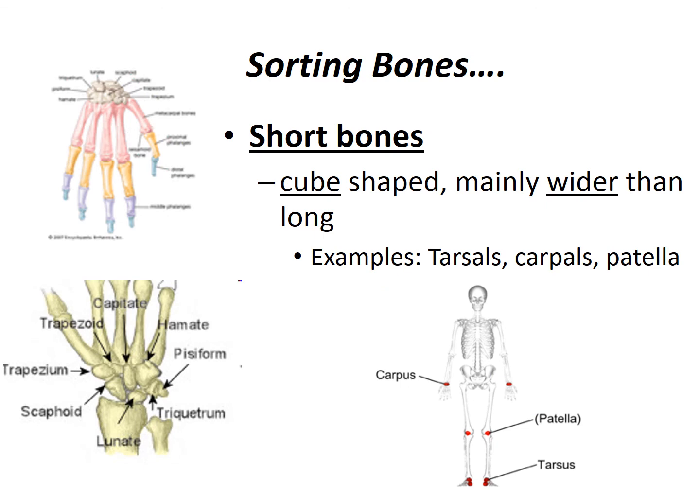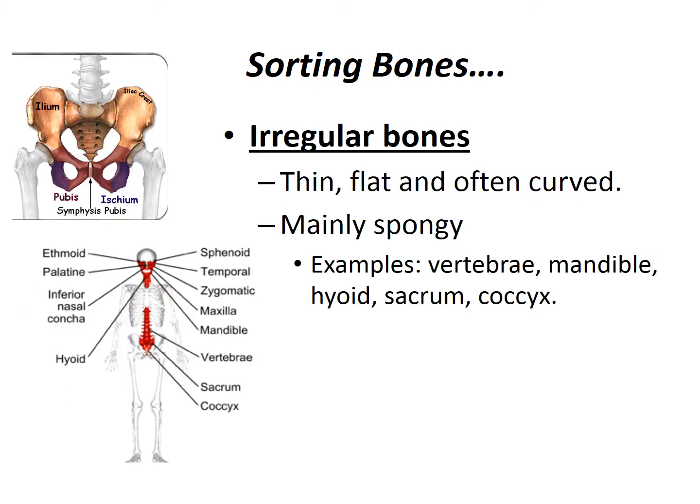The short bones are cube-shaped, wider than they are long a lot of times. The tarsals, the carpals, the patella, these would all be considered short bones. So if we get wrist bones or ankle bones, those would be the short bones. Irregular bones are thin, flat, curved. They're mainly spongy tissue. So the vertebrae, mandible, the hyoid, so the hyoid is in your throat, sacrum, coccyx, those would all be considered irregular bones.